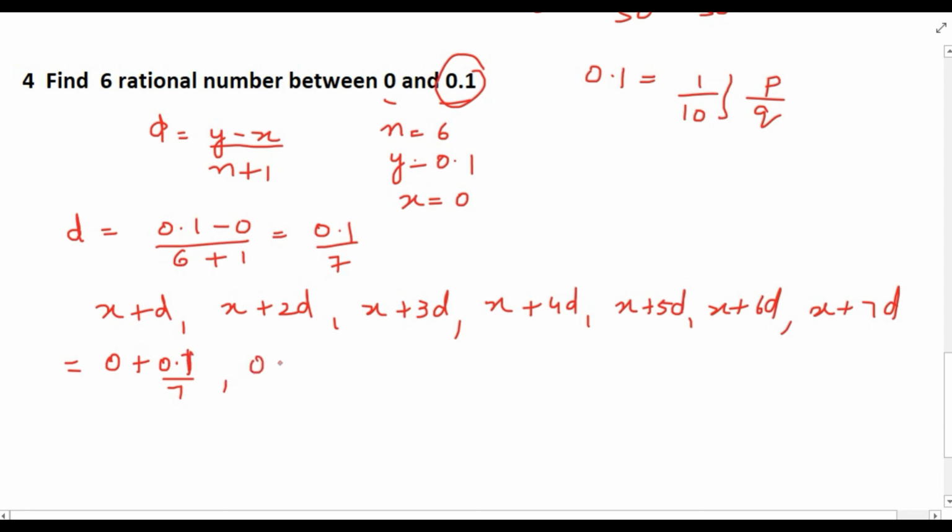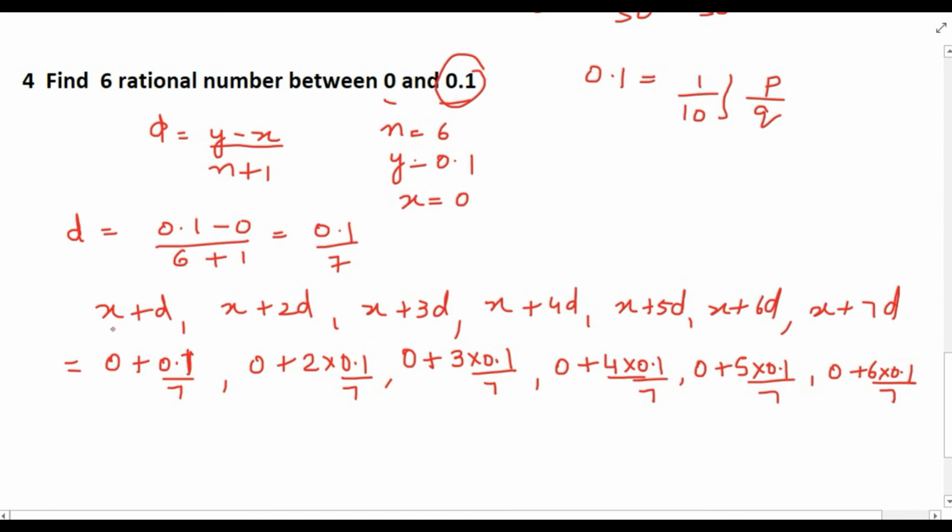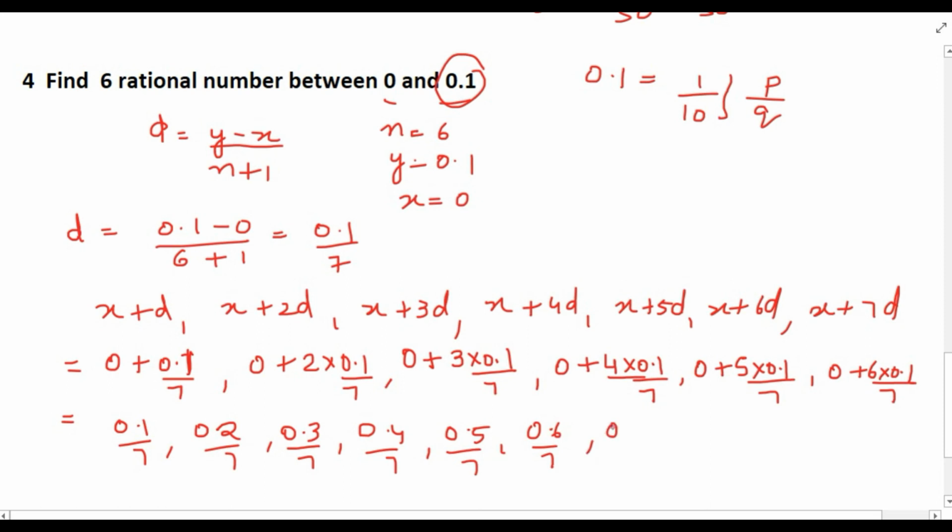So we can write now, x is 0, 0 plus d is 0.1 by 7. Again, 0 plus 2d means 2 into 0.1 by 7. So when you simplify this, 0 plus d is 0.1 by 7. Again this I can write as 0.2 by 7, 0.3 by 7, 4 into 0.1 is 0.4 by 7, 0.5 by 7, 0.6 by 7, 0.7 by 7. So like this also you can write.